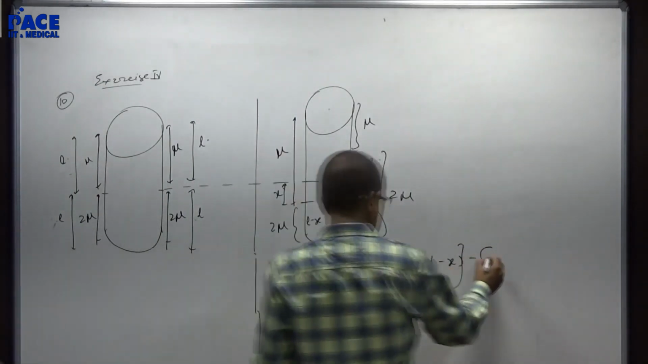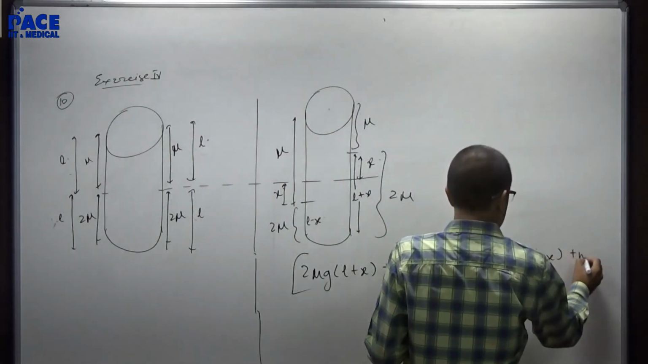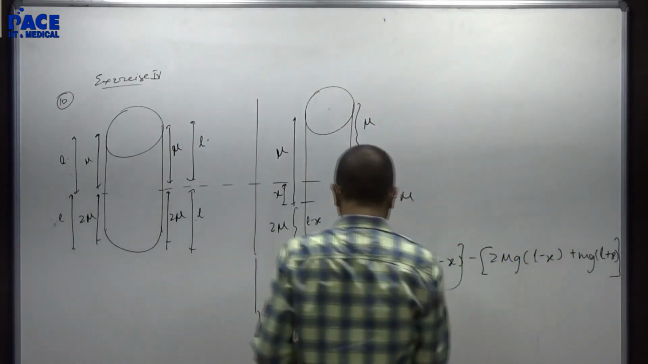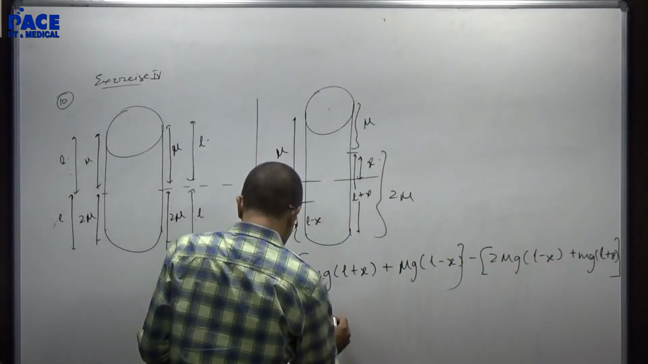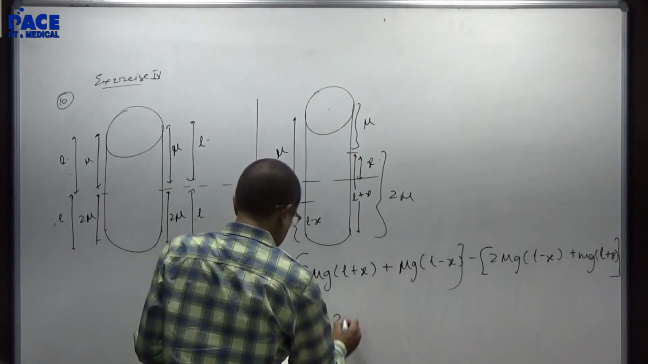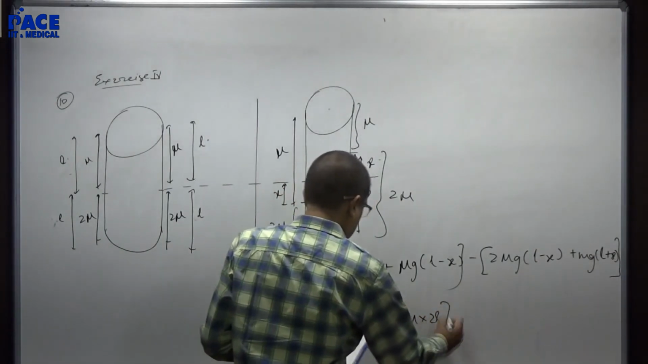Minus 2 mu g into (L minus x) plus mg into L plus, as given in the question. Okay? 2 mu into 2L plus mu into 2L.